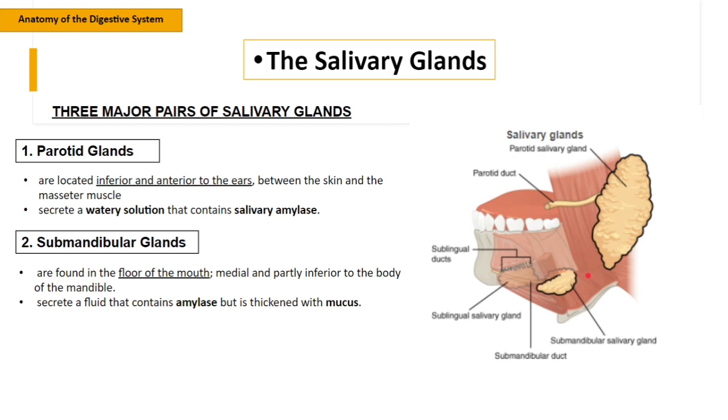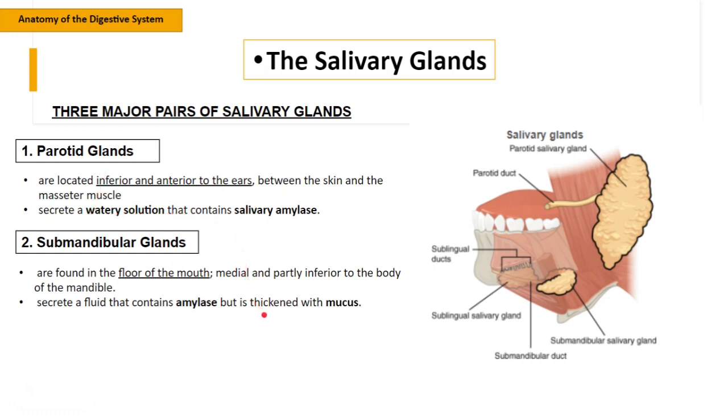So sa baba ng ating bibig. Medial and partly inferior to the body of our mandible. And please do take note that the submandibular gland secretes a fluid that contains amylase. So, di ba parehas sila ni parotid? Parehas silang may amylase. However, inside the submandibular gland, it secretes na amylase but is it already thickened with mucus. Again, ulitin natin, submandibular gland secretes fluid as well that contains amylase but is thickened already with mucus. In comparison with your parotid gland, watery yung kanyang sinisikli.